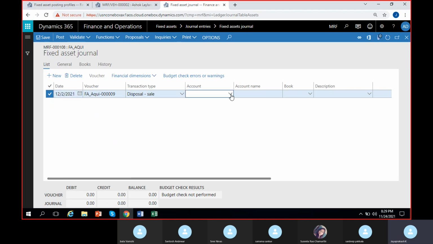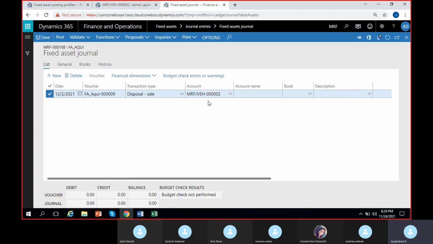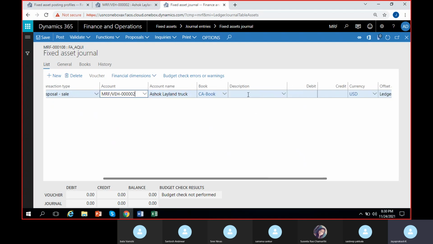Okay, which asset are you going to sell? This one, vehicle number 2, Ashok Leyland truck. It will take a while to load the details, name and the book. Yeah, here they are. Then you can give a description if you want to, and you can debit or credit it here. So what will you do, debit or credit, when you sell a fixed asset? Asset account will be credited. So fixed asset will be credited whenever you are selling a fixed asset.